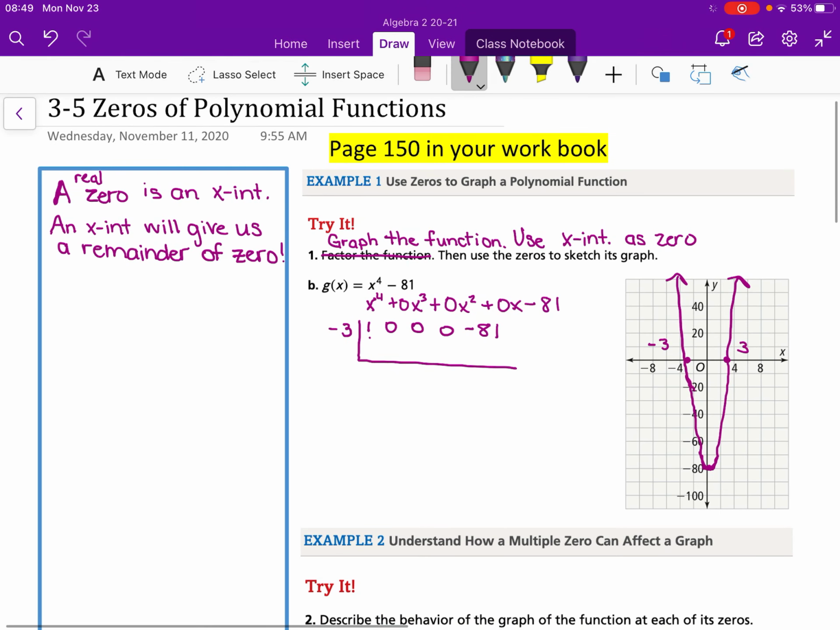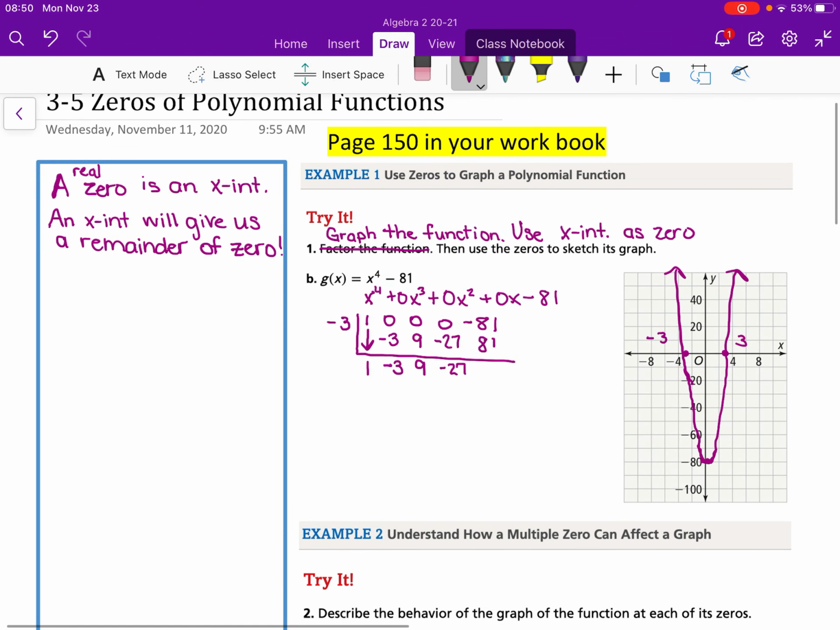Okay? All right. We're going to bring down the 1 all the way to the bottom. 1 times -3 is -3. Add straight down. Repeat. -3 times -3 is +9. Add straight down. Repeat. 9 times -3 is -27. Add straight down. -27 times -3 is +81. Add straight down is 0. I should get a remainder of 0.